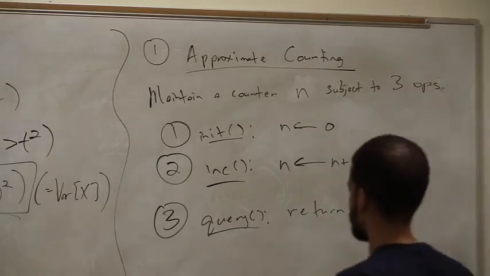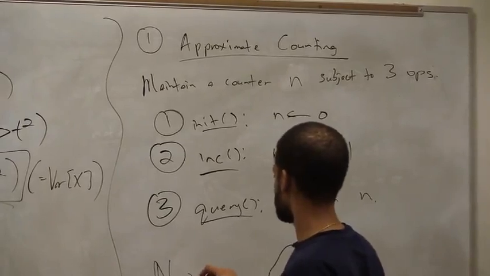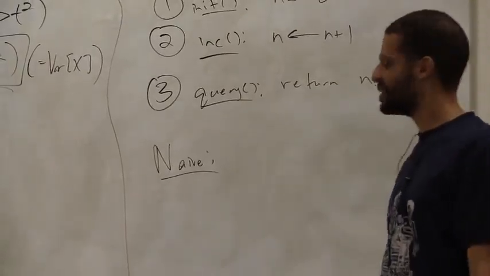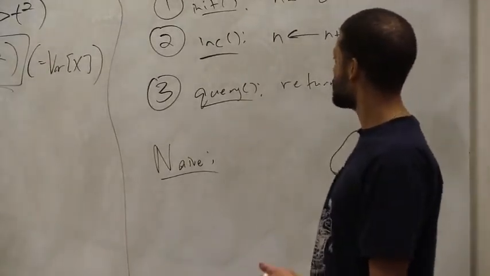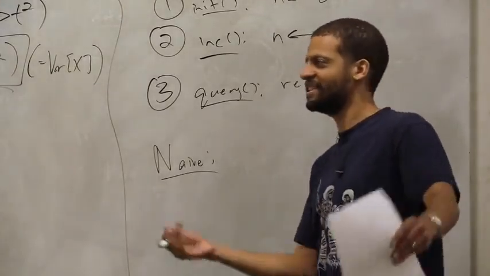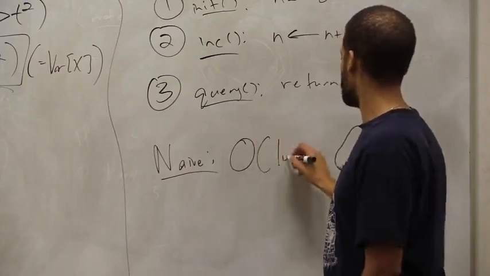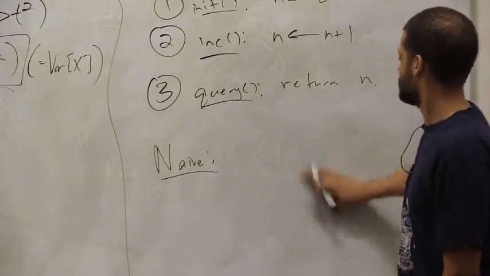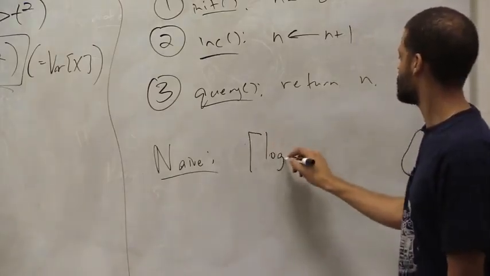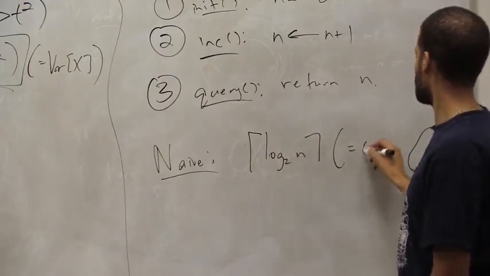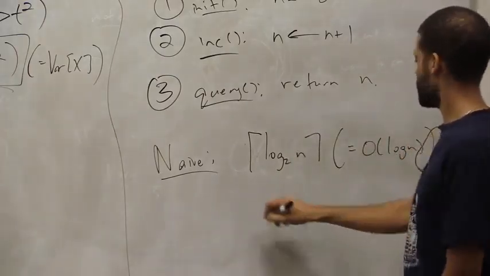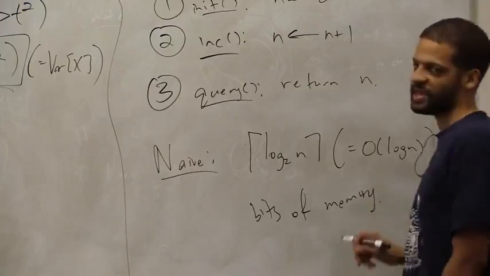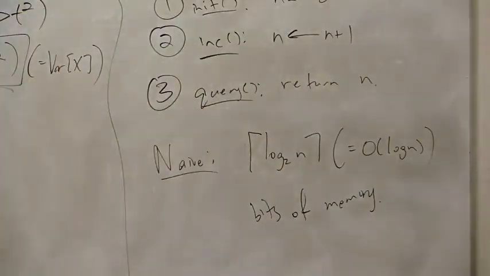So the naive algorithm is just maintain n in a single word. Since n is a number that's between 1 to n, this uses exactly log base 2 of n, which is O of log n bits of memory, to represent a number that's as big as n. Now, can we do better?